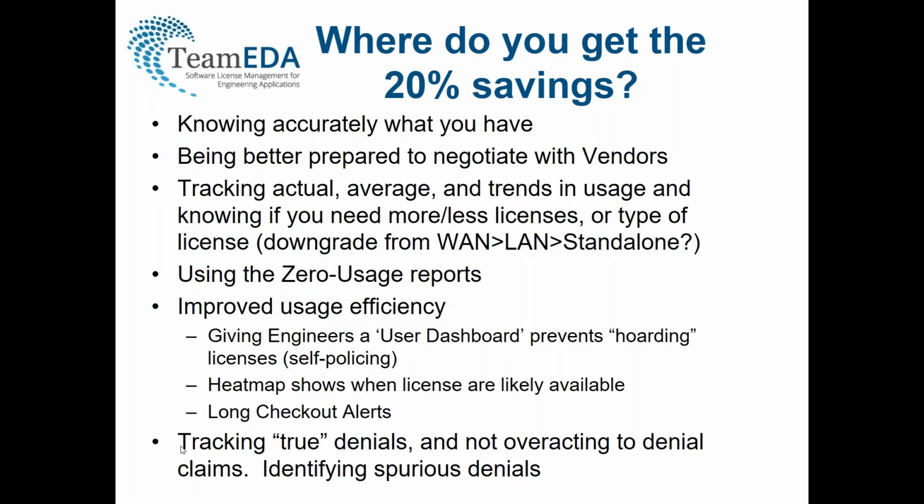And then by tracking true denials, as opposed to overreacting to a denial claim, which typically will happen. An engineer will claim, I can't get a license, and they'll run to management. Management will just go buy more licenses, and that's not cost effective. So we can help you identify the true denials.